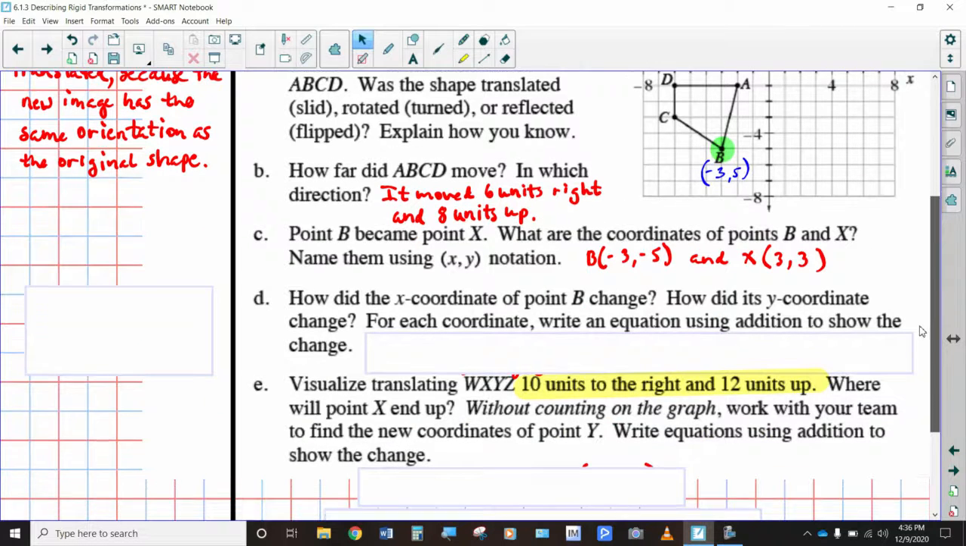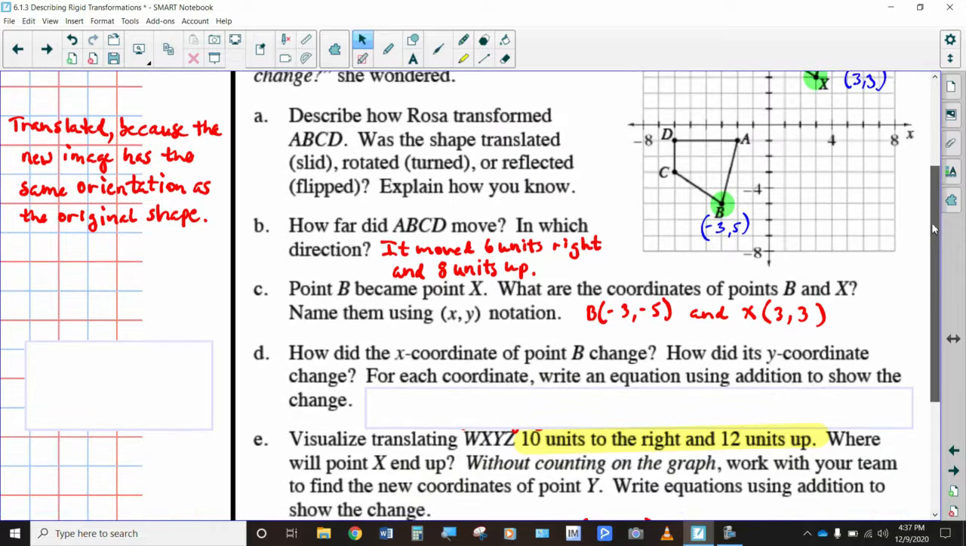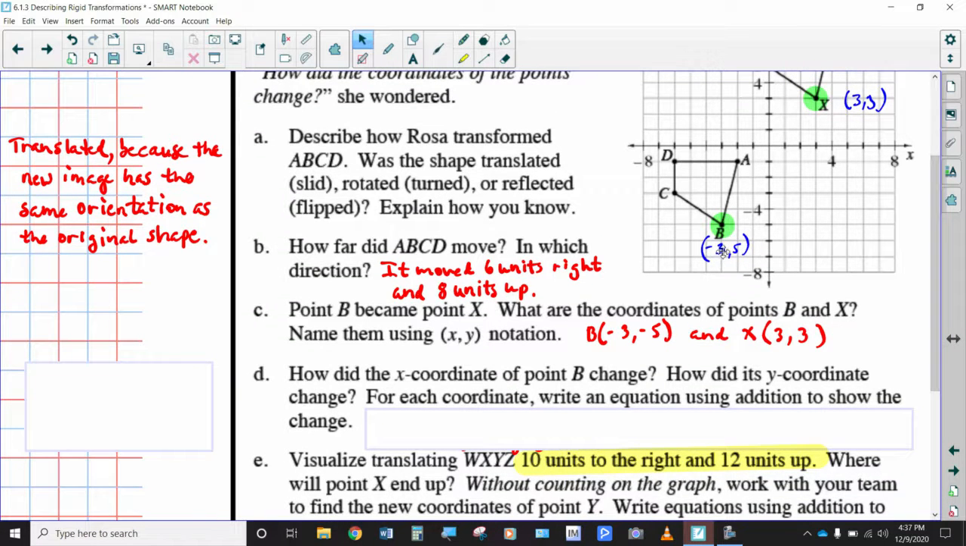So how did the X coordinate of point B change? And how did the Y coordinate of B change? So let's take a look at this. The X coordinate went from negative 3 to positive 3. So it increased, right? By how much? And the Y coordinate went from, oh, I didn't get that right. That's got to be a negative 5 there, right? It went from negative 5 to positive 3. So how much of an increase is that?